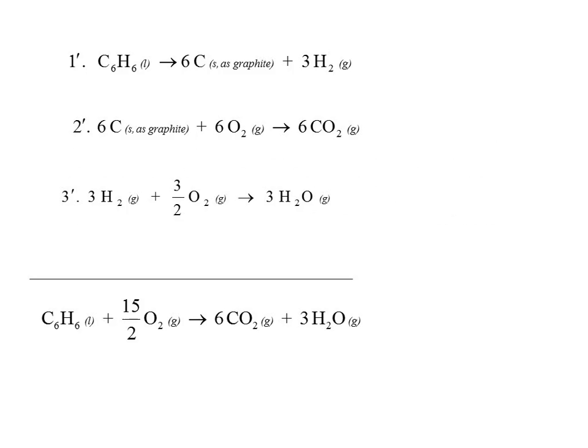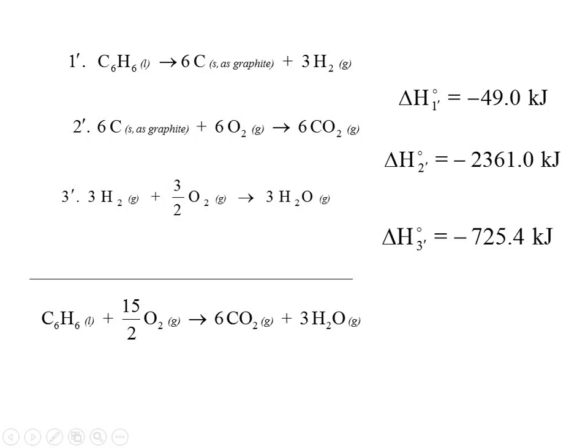So here we go. It shouldn't have been so dramatic. The delta H1 prime we had a few slides ago, negative 49.0. Delta H2 prime, negative 2,361.0 kilojoules. Delta H3 prime, negative 725.4 kilojoules. So we are adding them, so we're definitely going to get a nice big negative number. Now remember, since we're adding, we're conservative with regard to decimals. So actually we're going to end up with 5 sig figs.